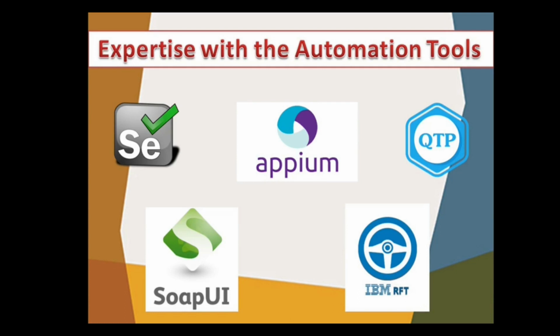Now, QTP is something which is not open source. So fewer companies use QTP. Selenium is used by vast numbers of companies. So, it depends on which type of testing you are doing. There is a large variety of automation tools in the market. So, depending upon your requirement, you choose one and gain expertise in that.